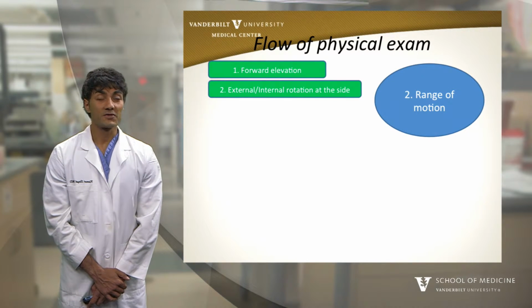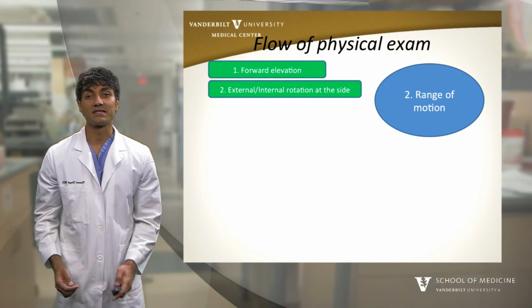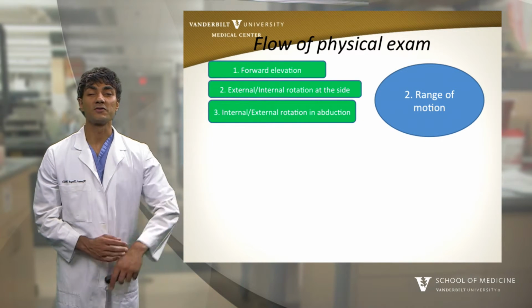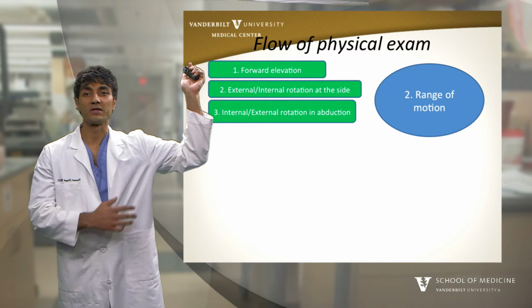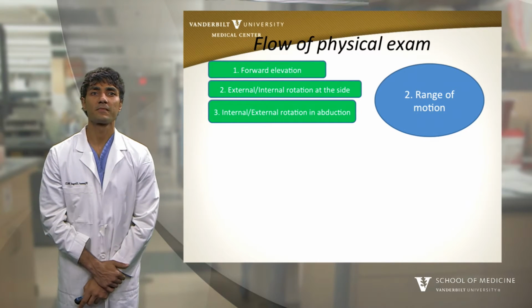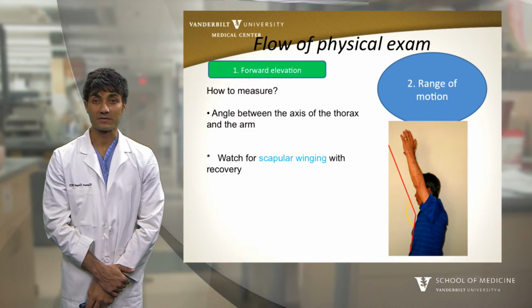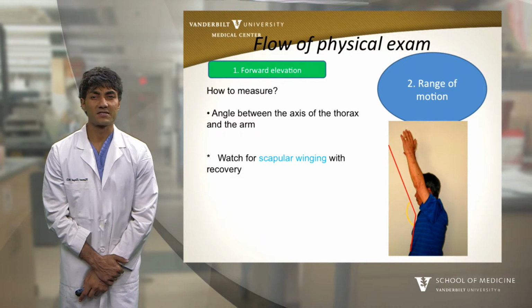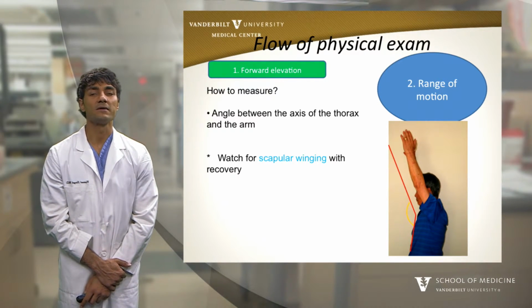You then do internal and external rotation with the arm at the side, and then you do internal and external rotation with the arm at 90 degrees of abduction. Let's start first with forward elevation. Forward elevation normally is about 160 to 170 degrees, and have them first do it actively.